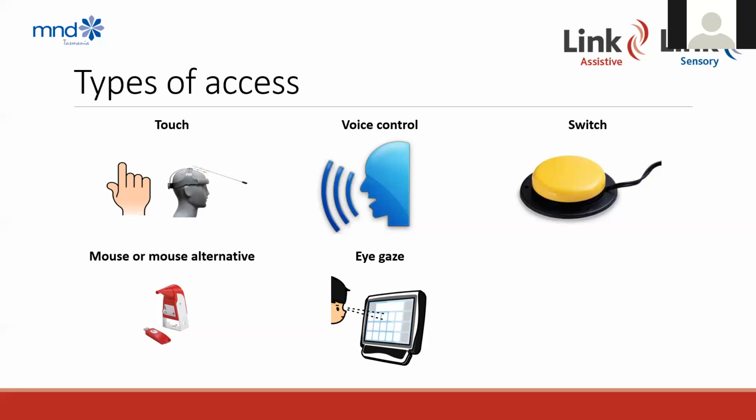So I'm going to go into more detail about what each of these access methods look like and what some of our equipment options are. But broadly speaking, we just want to be looking at the person, seeing where their skills and strengths and where their difficulties are, and figuring out what might be the most appropriate way for them to access that technology.